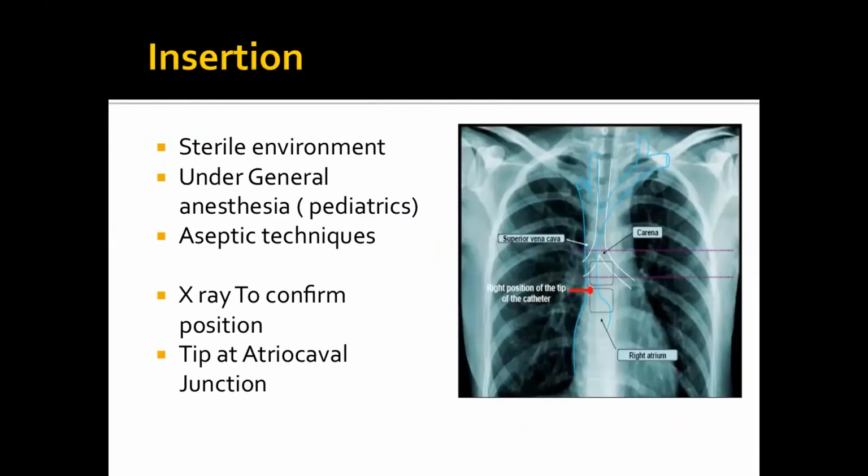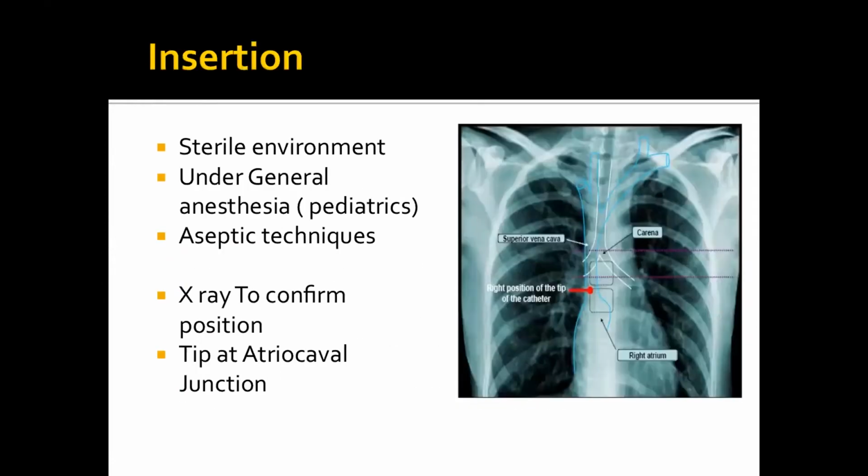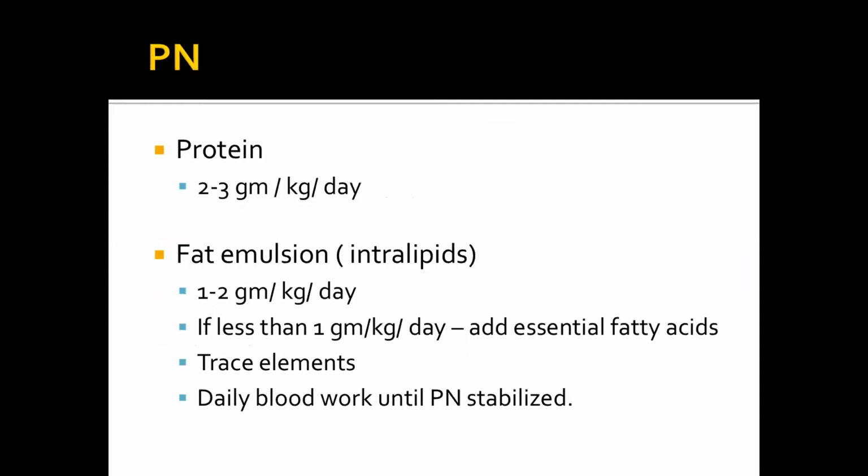So the insertion of the central lines has to be in a sterile environment under general anesthesia, pediatrics, of course. It has to be aseptic technique, with X-ray to confirm the position. You want the tip of the line to sit in the atriocaval junction right here. You don't want it anywhere proximal because the long-term TPN use will irritate the vein, cause thrombosis and stenosis, and you lose the vein very quickly. Bear in mind the child is growing, so the length has to be of appropriate size.